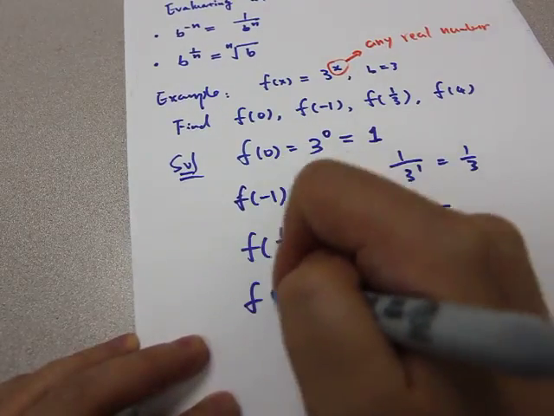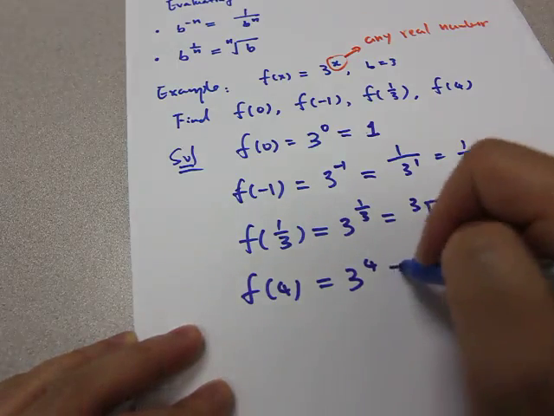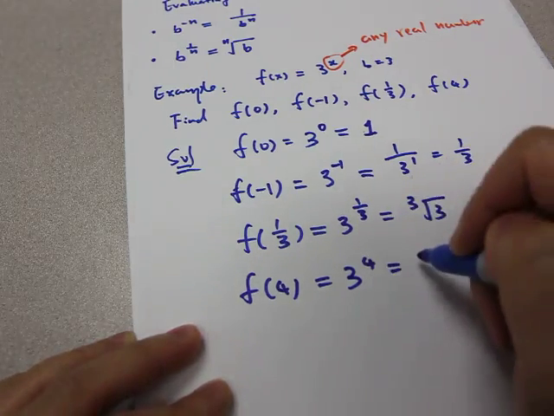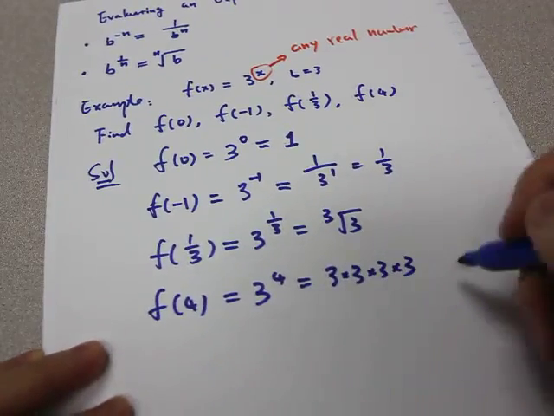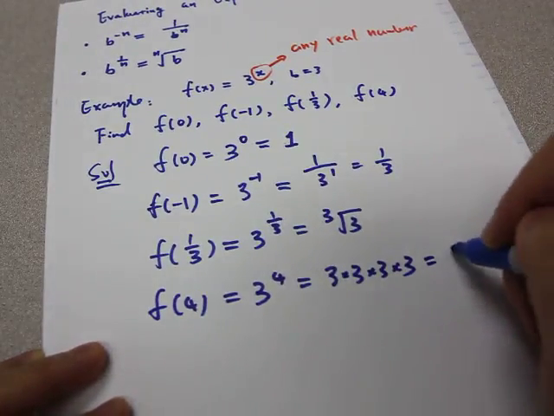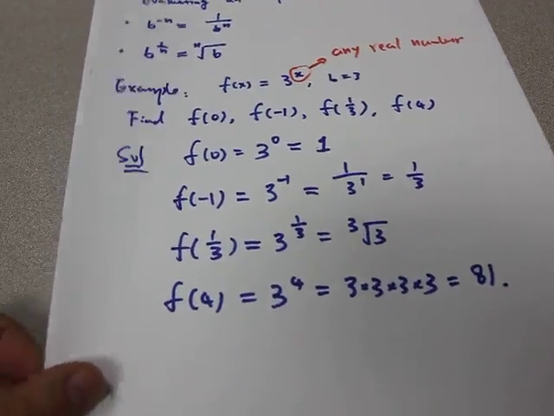And next, f(4), so this is equal to 3 to the power of 4, which is 3 multiplied by itself 4 times. So that's going to be 81.